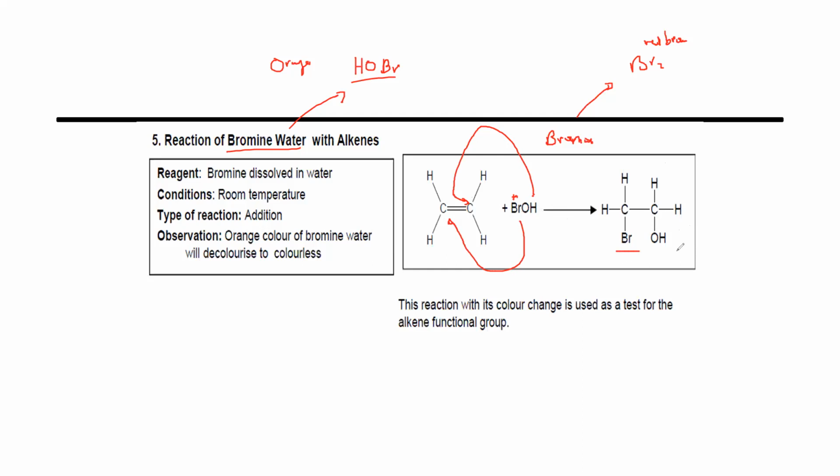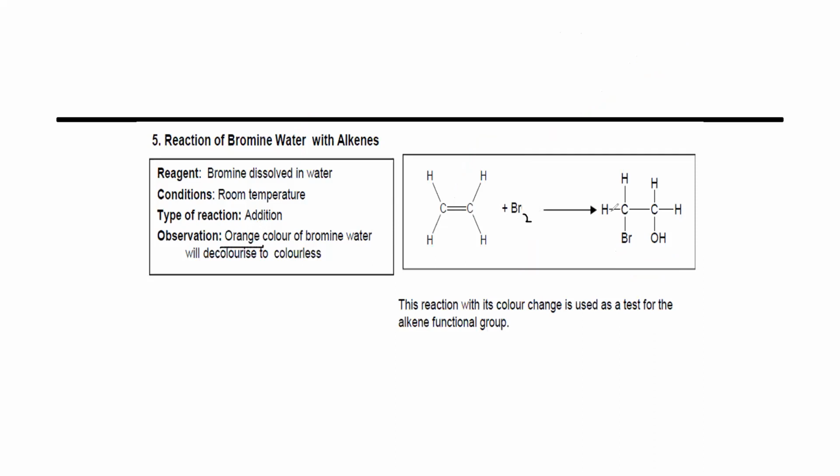And what is the result? This is colorless, so it will decolorize the bromine water. If we add a bromine molecule, for example bromine in the liquid state, the only difference is the observation in the color. It will also decolorize, but because bromine is red brown, the original color will be red brown instead of orange. And the final product will be 1,2-dibromoethane.